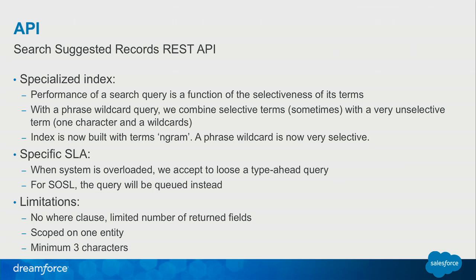So some notes about the limitations of this new API. Contrary to SOSL, you cannot have any where clause, and you have a limited number of fields that you can return. So we just return the ID and the name. It has to be scoped on one entity. As I said, most entities are supported. There is maybe a dozen that are not, like feeds. But most of the entities, even the custom objects, are supported with this API. And you also need to have 3 or more characters to get results with this API.